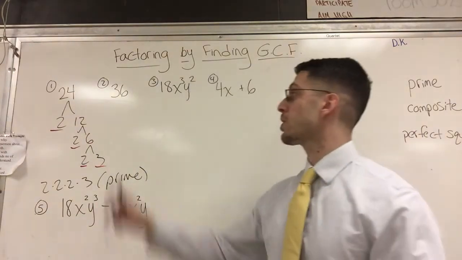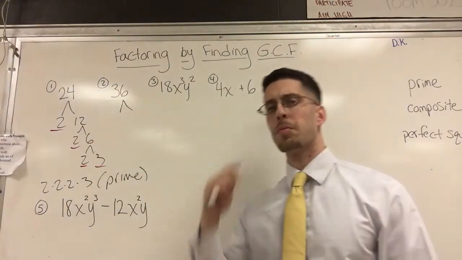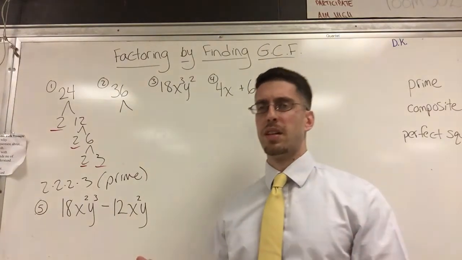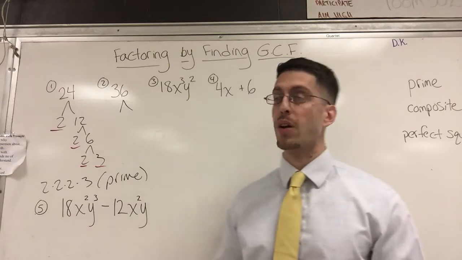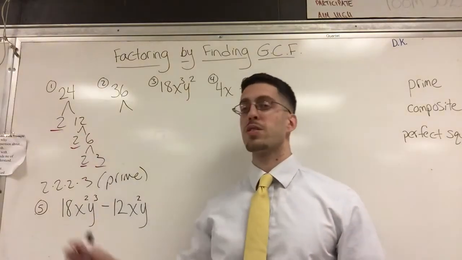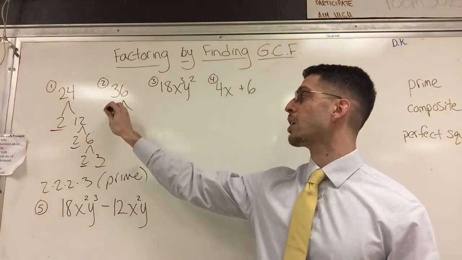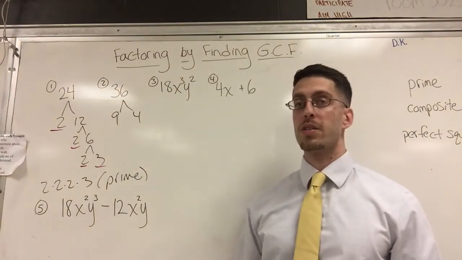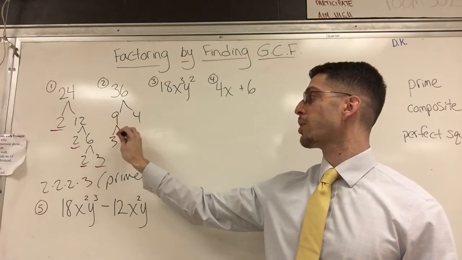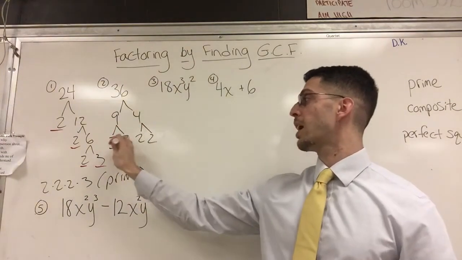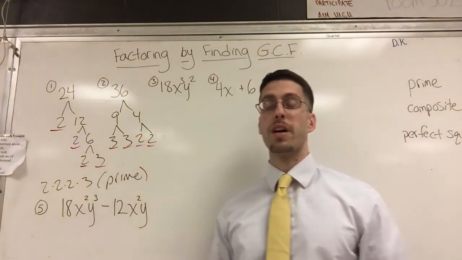All right, let's go to 36. I'm thinking 2 and something. You get a calculator, you'll figure it out. But actually, I want to show you that 2 shouldn't have to be your go-to number. You can pick any number you want. I'm actually thinking about 9 times 4 is 36. And then 9, that's 3 times 3. And 4, that's 2 times 2. And I am now done. Those are my prime factors.